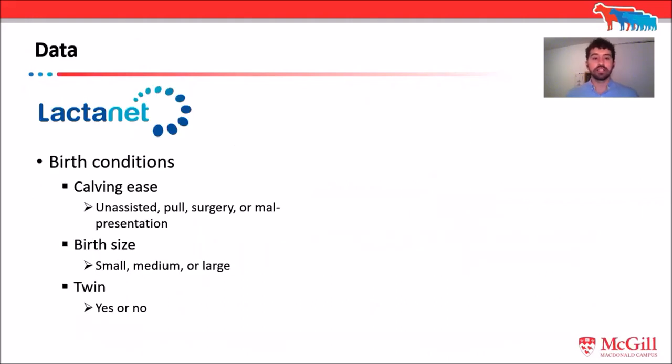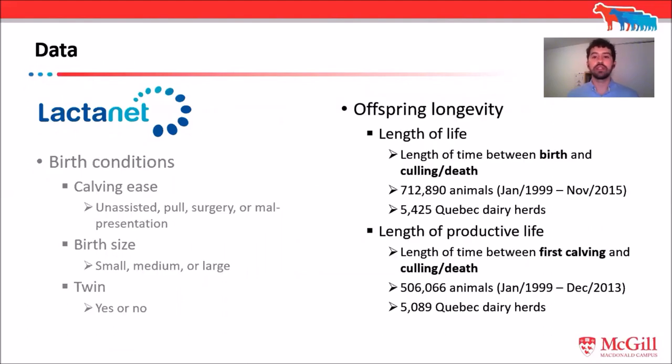LactaNet provided us with 3 indicators of a birth condition. So they were calving ease, birth size, and twin. And we had 2 indicators of animal longevity. Those were length of life and length of productive life. Length of life is the length of time between birth and culling. We had that information on more than 700,000 animals from more than 5,000 Quebec dairy herds.